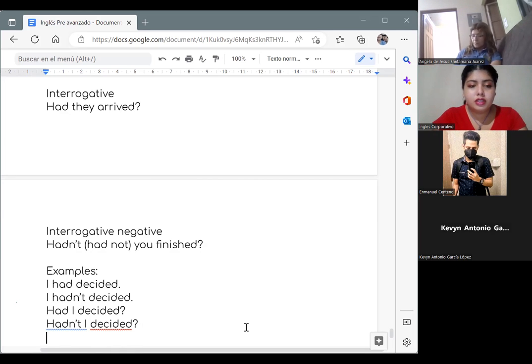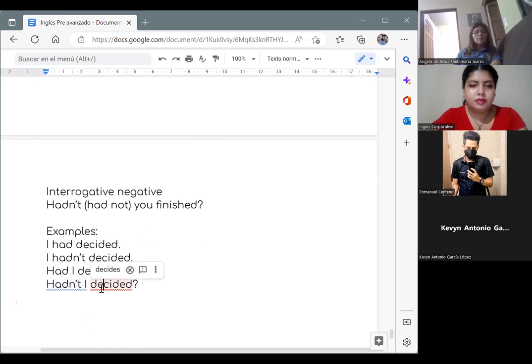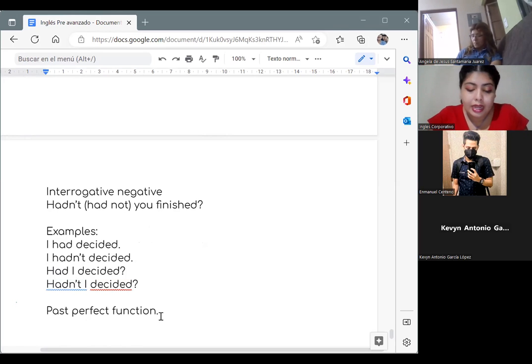So what are the functions that we can have for this structure? We are going to see the past perfect functions. It says that the past perfect refers to a time earlier than before now. It is used to make it clear that one event happened before another in the past. It does not matter which event is mentioned first. The tense makes it clear which one happened first.